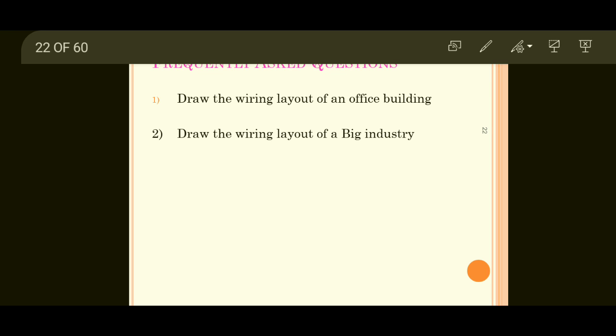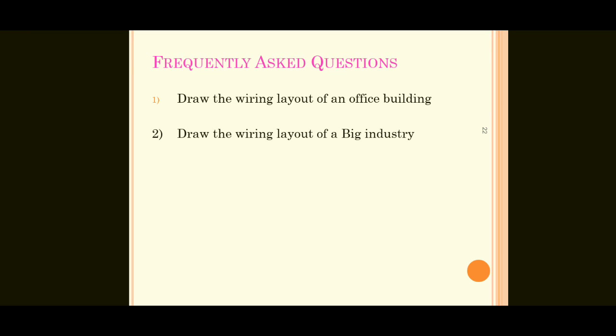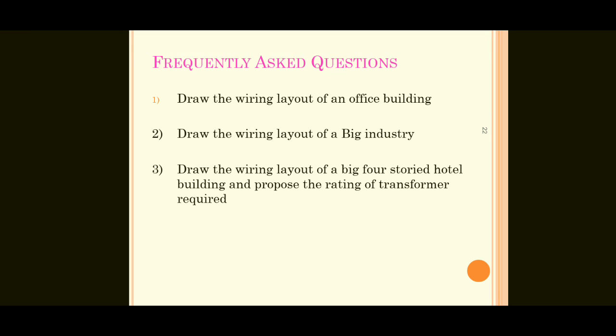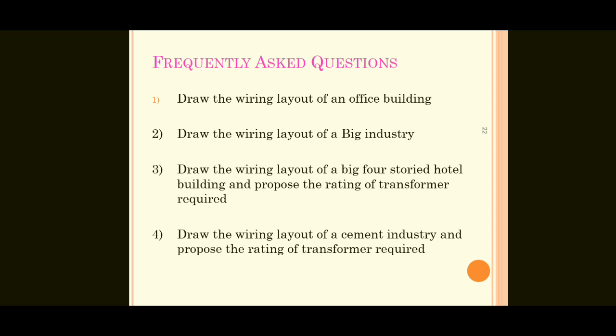Next one. Generally these are the important questions they ask frequently. Draw the wiring layout of office building. Draw the wiring layout of a big industry. Draw the wiring layout of a big 4-storied hotel building and propose the rating of transformer required. Next, draw the wiring layout of a cement industry and propose the rating of transformer required.